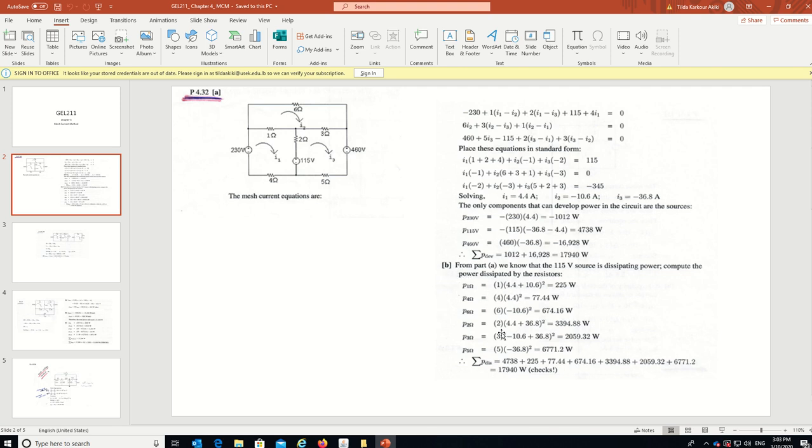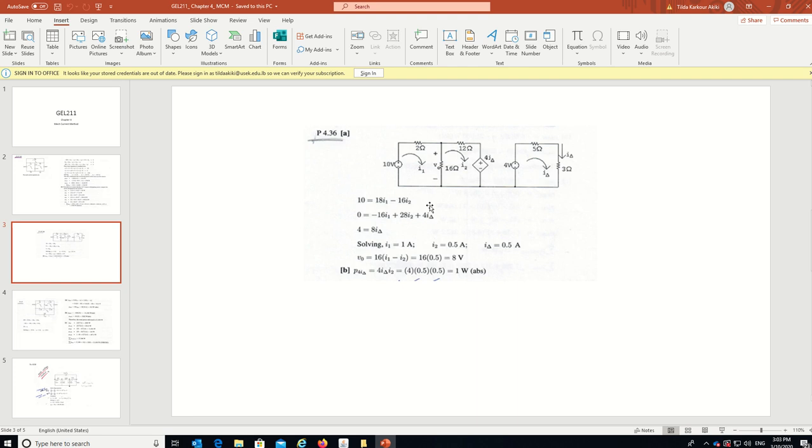Then you can calculate the current in every resistance and you will double check that nothing is lost. For each resistance, for example, for 1 ohm, the current is I1 minus I2. Since you put it squared, there is no worry if you put I2 minus I1 or I1 minus I2.